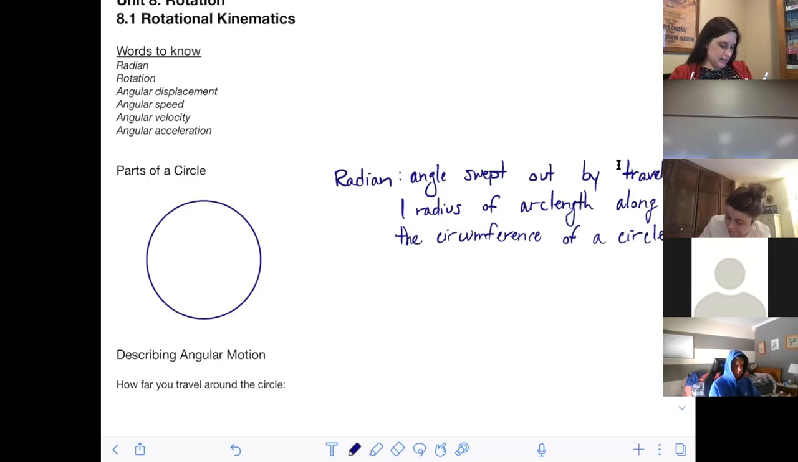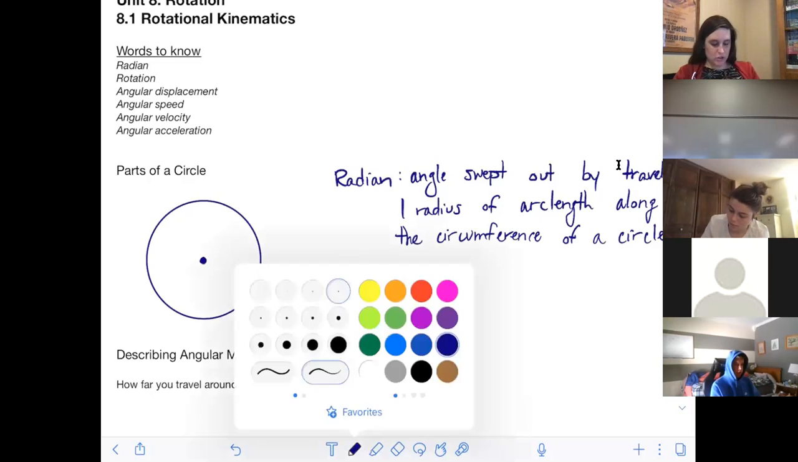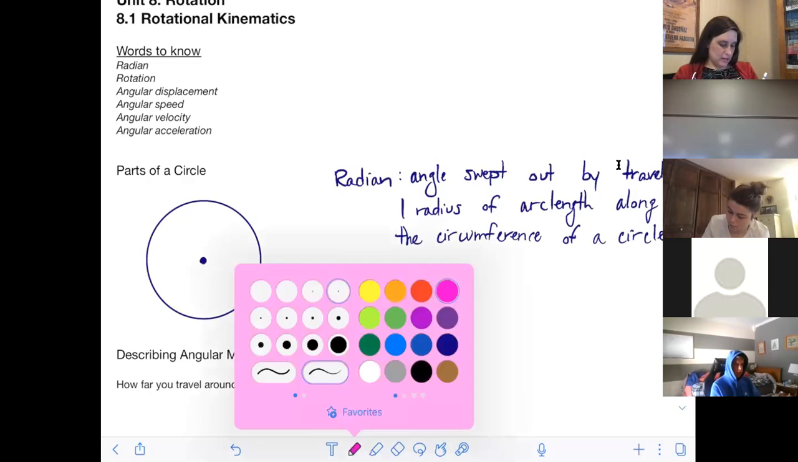And I gotta tell you, when I was in high school, I don't remember that being the definition of a radian. I always knew that there were 2 pi radians in a circle, but I had no idea why it was 2 pi radians. So let's actually draw this so that we can conceptualize it a little bit more.